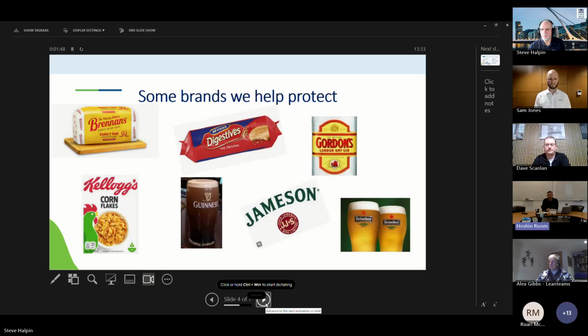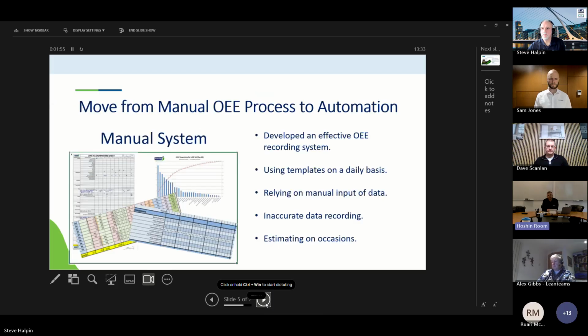So it's just how we influence in the food chain, where we come into it. And I suppose just from our point of view, it's giving an overview of how we move from a manual OEE process to automation. Back in the day, we as a company felt OEE was a good measurement of how we were. As the guys have said, it's performance. It's kind of your score. And the guys went into detail on what OEE stands for.